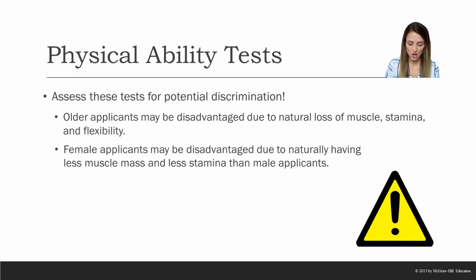Let me show you two different examples of common cases that come up in regards to physical ability tests. Older applicants may be disadvantaged because as we age, we naturally lose muscle, stamina, and flexibility. So if a job requires a great deal of muscle, stamina, and flexibility, we have to think about how our test may give younger applicants an advantage over older applicants. Female applicants may be disadvantaged because they naturally have less muscle mass and less stamina than male applicants.